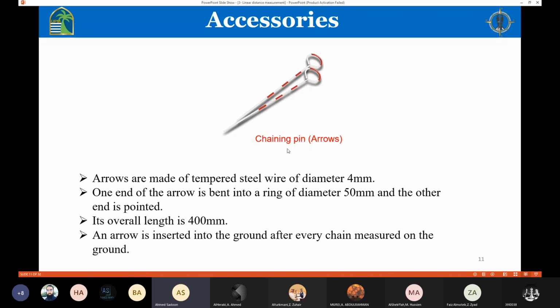So why do we use the chaining pin? An arrow, this pin, is going to be inserted into the ground after every chain measured on the ground. So after you measure a certain point, you can put this pin, it could be inserted into the ground.